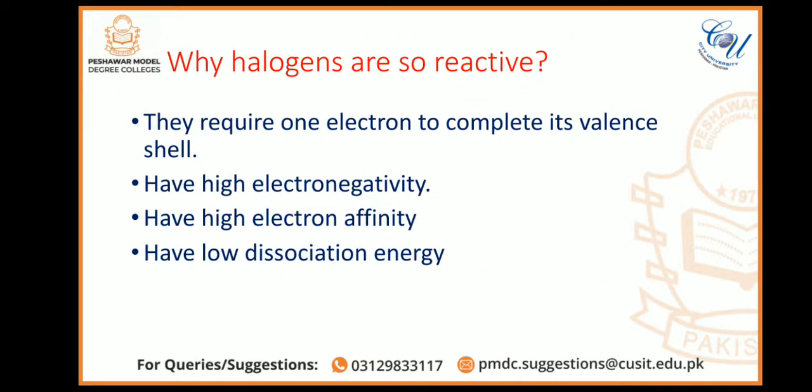So here's a very important question, why are halogens so reactive? The answer is that as they require one electron to complete their valence shell, they can easily gain one electron by reacting with another atom. They have high electronegativity, they have high electron affinity, and have low dissociation energy. Because of these reasons, halogens are reactive.